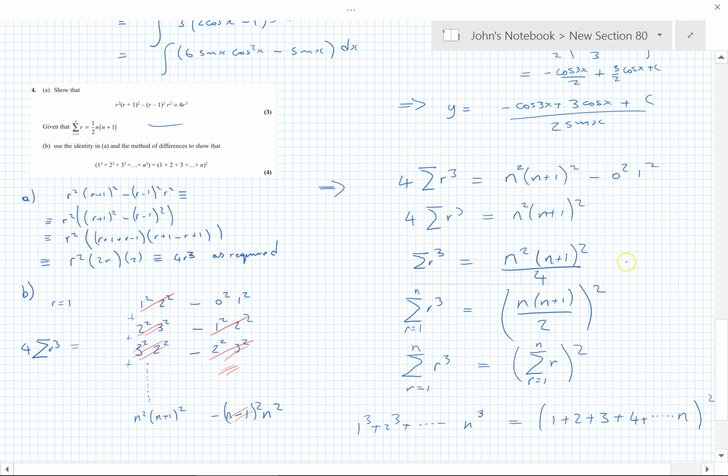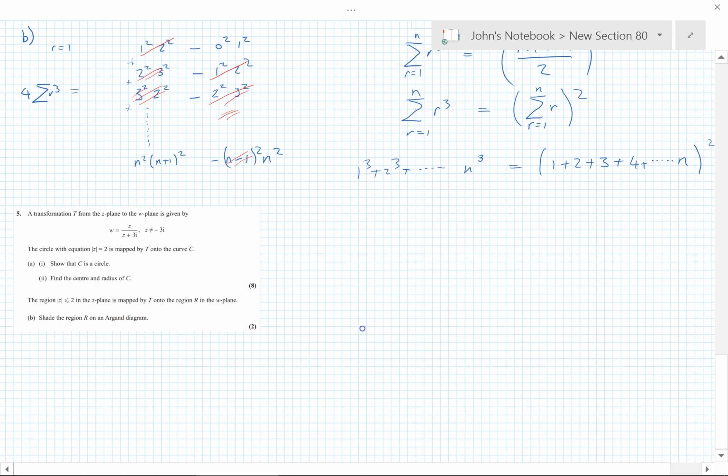So it was almost having to work backwards once we got to this. Up to this point we've used the standard method of differences, but then we needed to recognize that this was the square of this and then think backwards. So a nice question where we had to think outside the box a little bit, but not too bad. Okay, on to the next question.